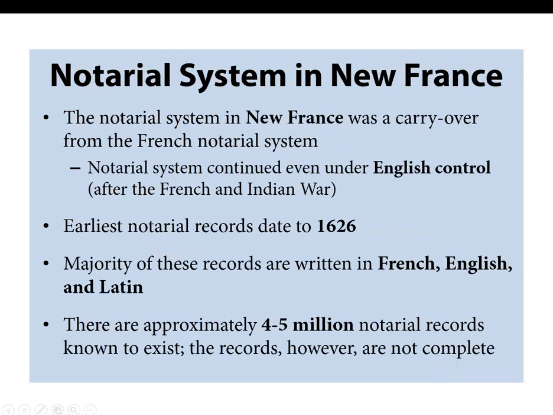So the notarial system in New France is just a carryover from the French notarial system, and even continued after English rule. The earliest records date to about 1626, and to date, there are about 4 to 5 million records that are known to exist. Most of the records are recorded in French, but you will also find many recorded in English, particularly in the areas populated by the English, Irish, and Scottish settlers.